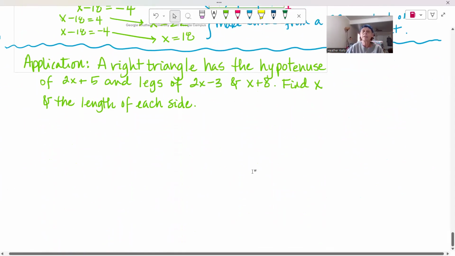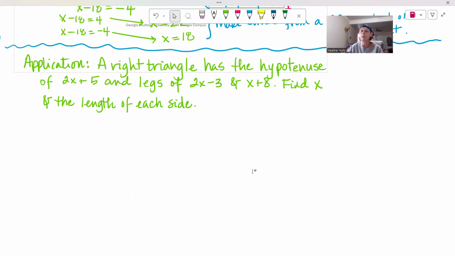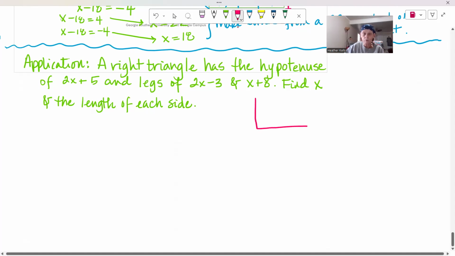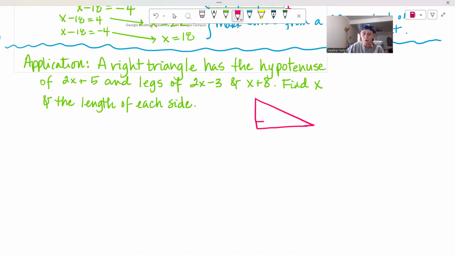A right triangle has the hypotenuse of 2x plus 5 and legs of 2x minus 3 and x plus 8. Find x and the length of each side. Okay, so let's remember a couple of things about a right triangle. This is a very crappy right triangle, but we know it's a right triangle because I put this little square in the bottom. So it doesn't matter how crappy the triangle is drawn, we know it's a right triangle. This is a hypotenuse, this is a leg, and this is a leg.